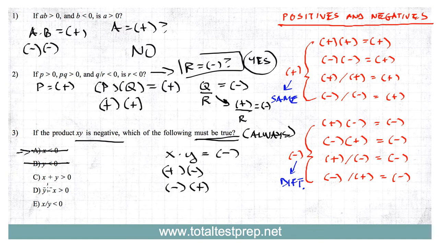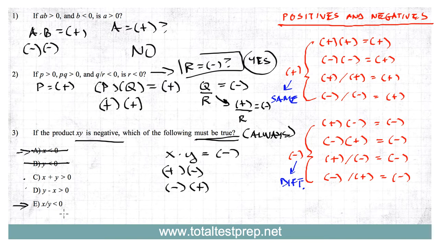Now, C and D are a little bit weirder. They introduce plus and minus, or rather addition and subtraction. We haven't talked about the rules of positives and negatives with addition and subtraction. There are some fairly abstract rules, but we'll skip these for now and go to E and then come back to C and D.